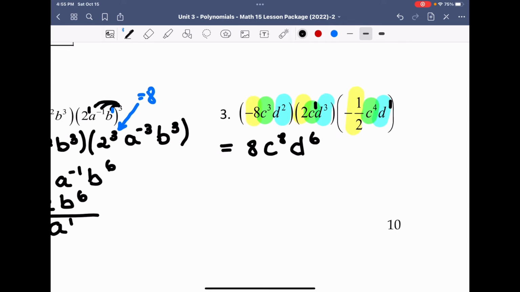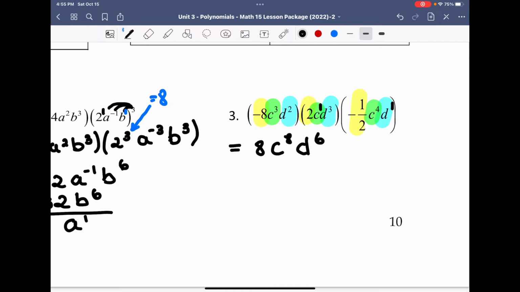So there's a couple ways to do these, but you want to realize that organization is really important, and that when you're doing simple multiplication like this, we're just going to follow the product rule that we did from exponentials, or the exponent unit.